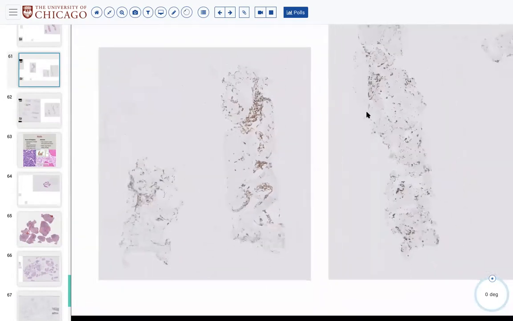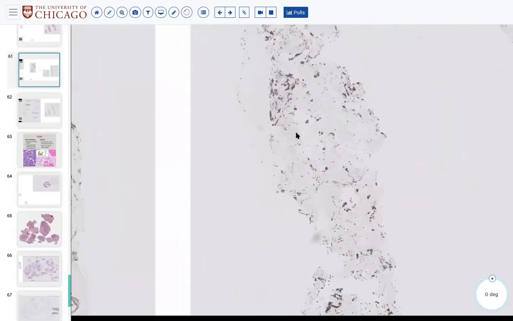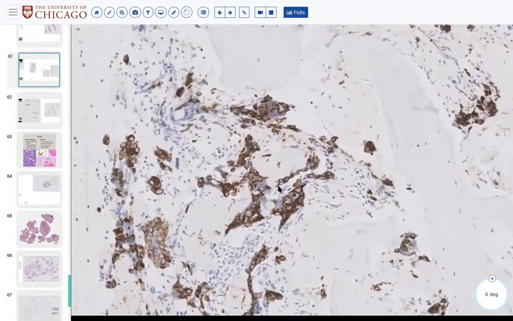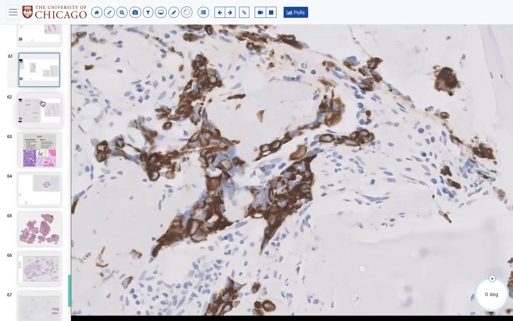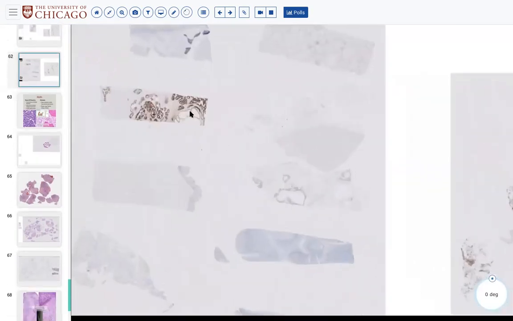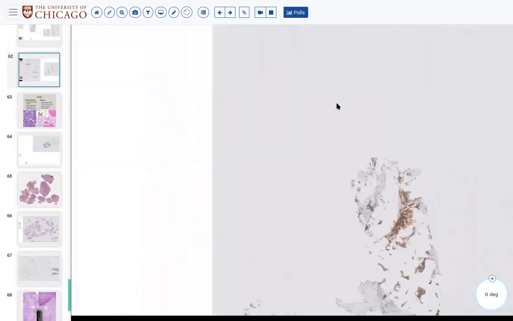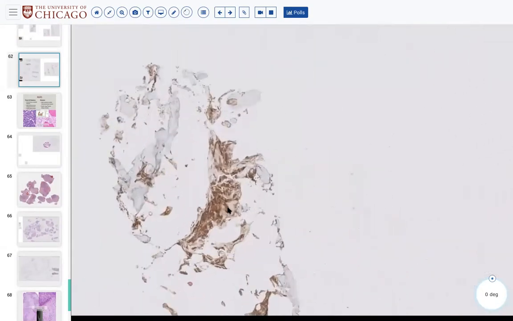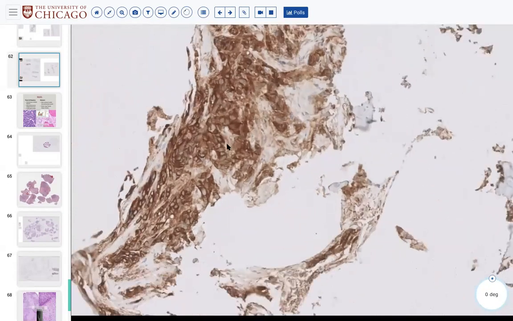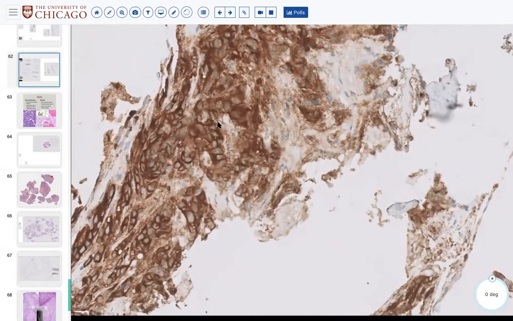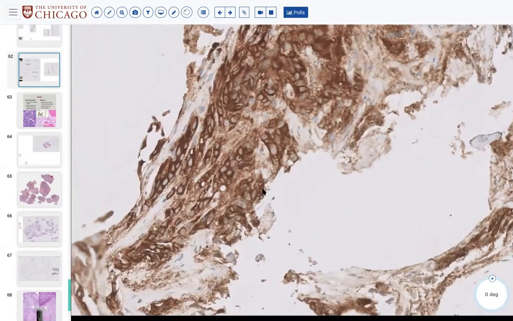Keratin in this case strongly highlights what we saw in H&E with these nests. And then let's look at the positive control. Okay, that's PSA. So in this case, we got extremely lucky. This guy has nice diffuse PSA plus keratin staining in his metastatic prostate carcinoma.